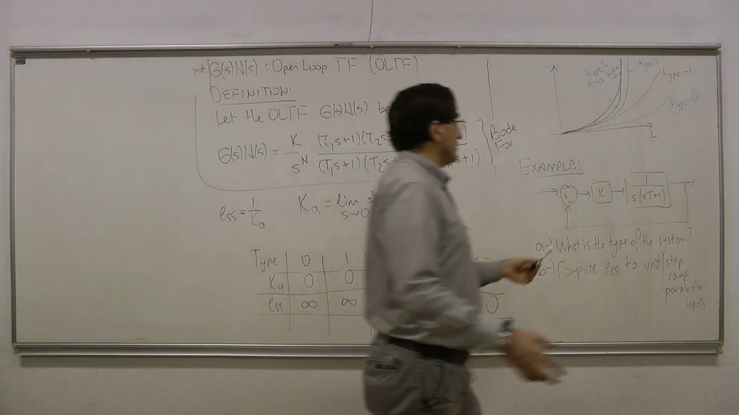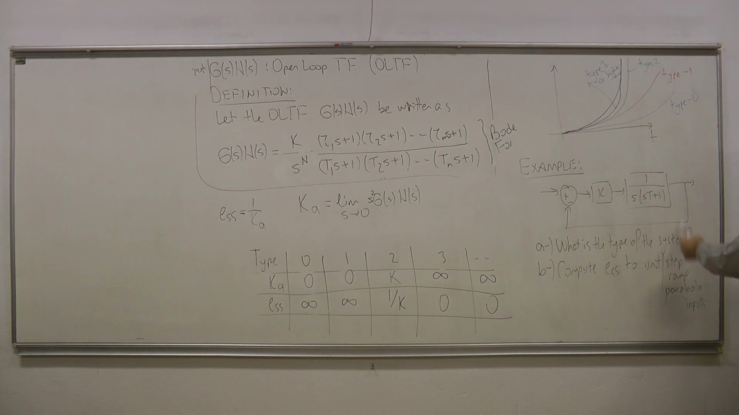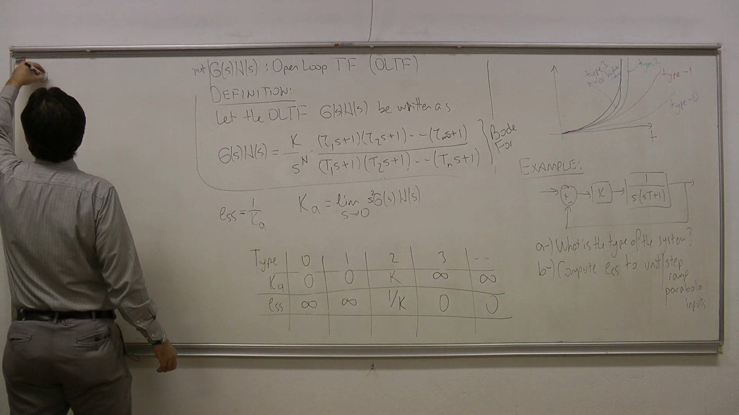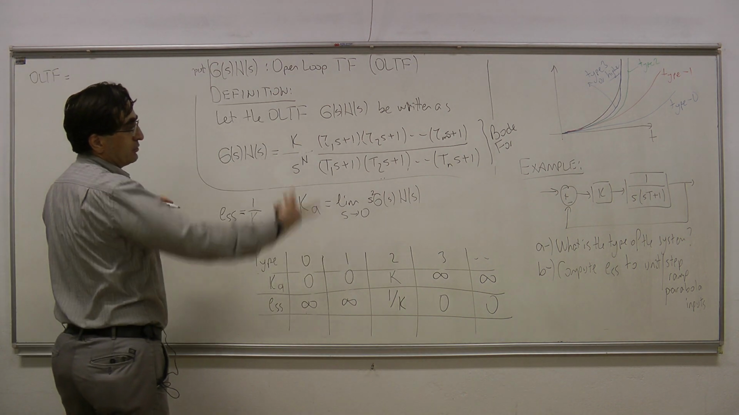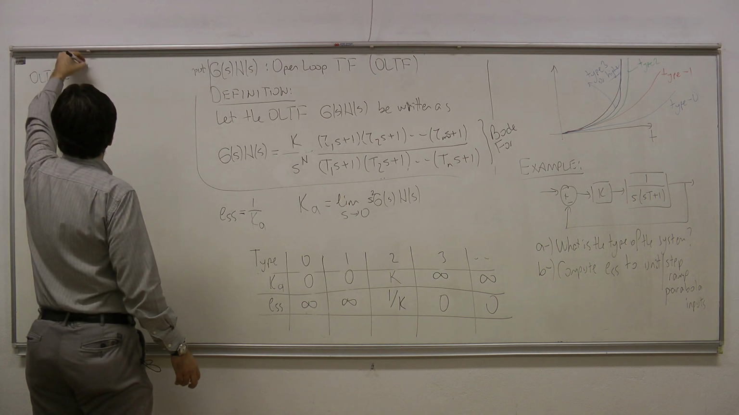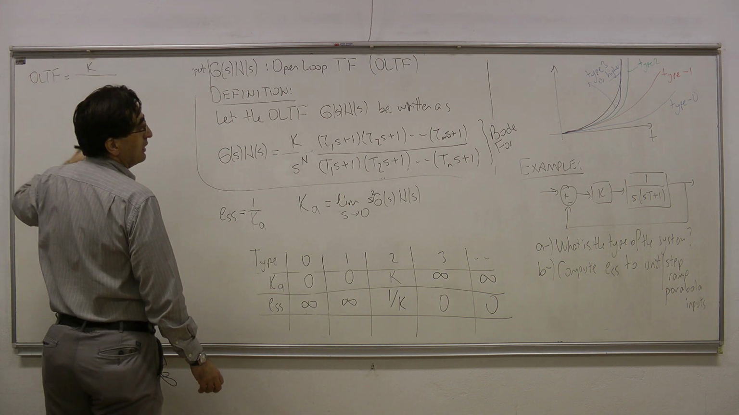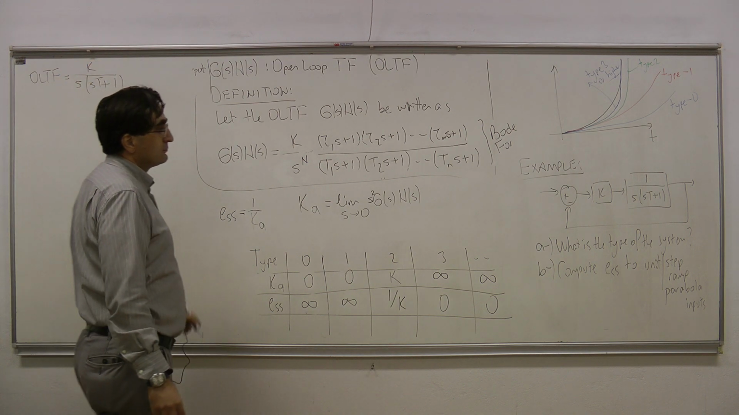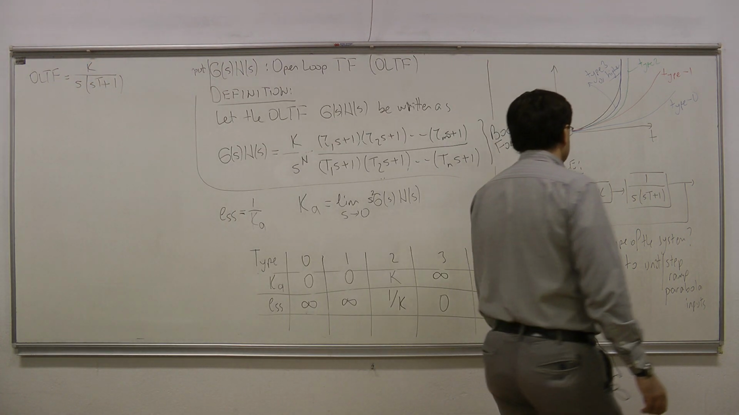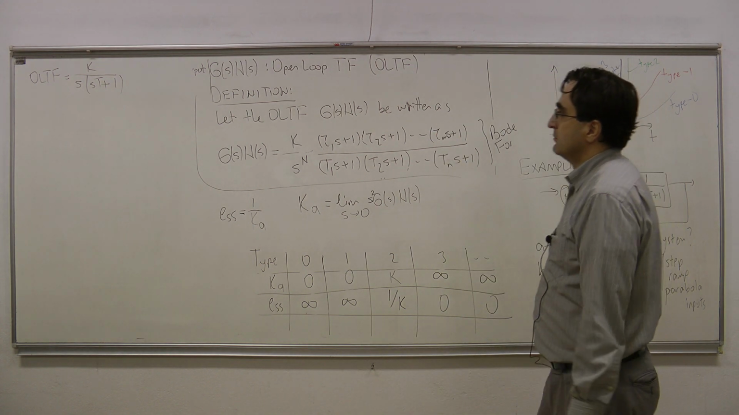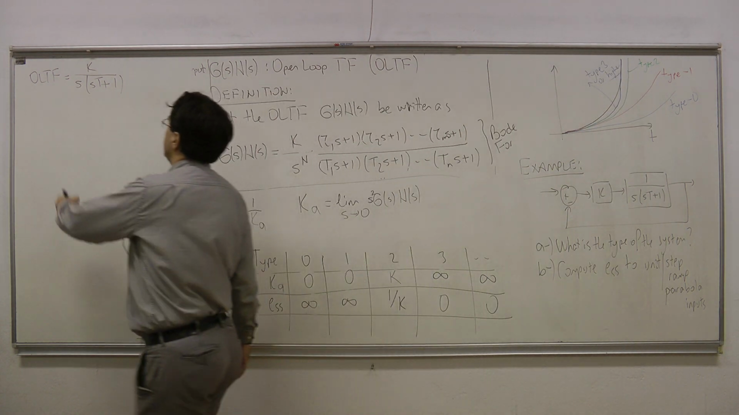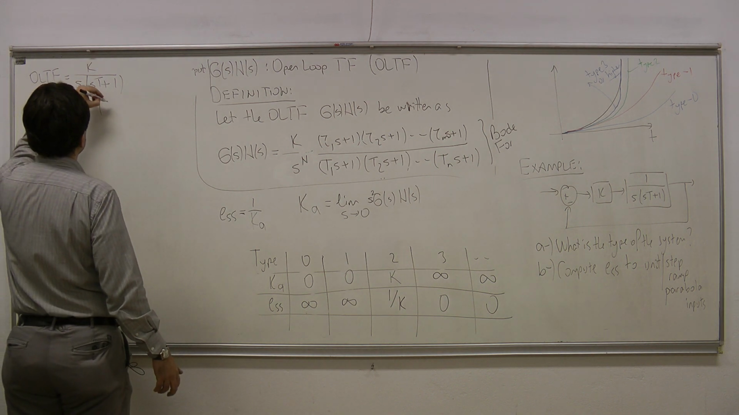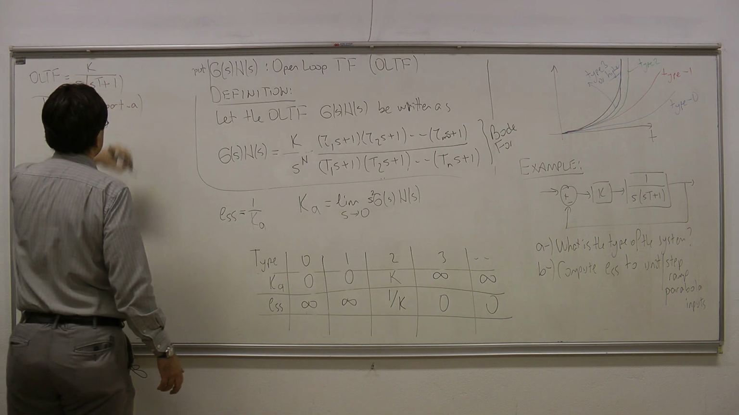In this case, I will just look at the open loop transfer function here. The open loop transfer function is everything in the loop, GH. It is going to be K over s(τs plus 1). Okay? So what is the type of this system? It looks like a type 1 system to me. So this is a type 1 system. This is the answer of part A.